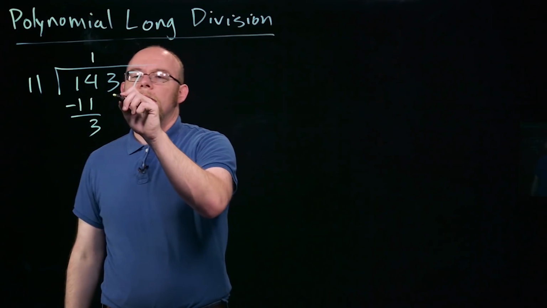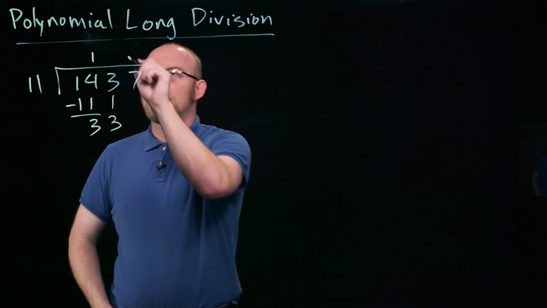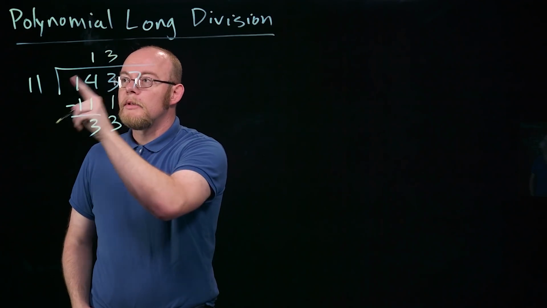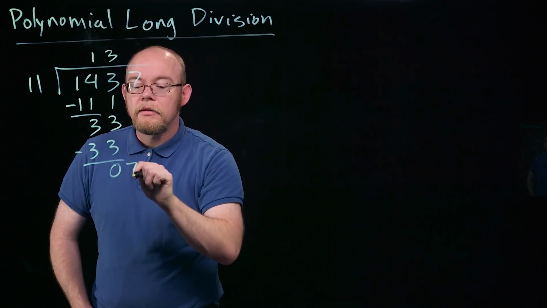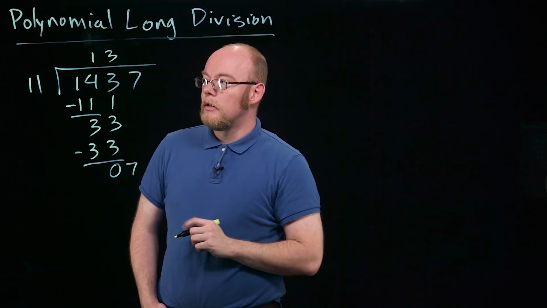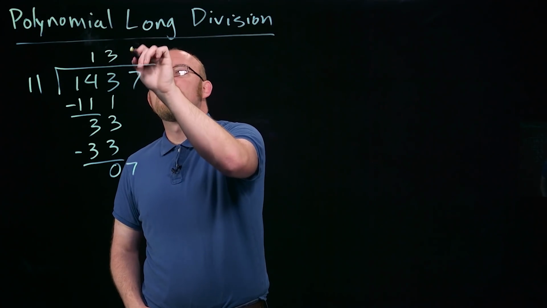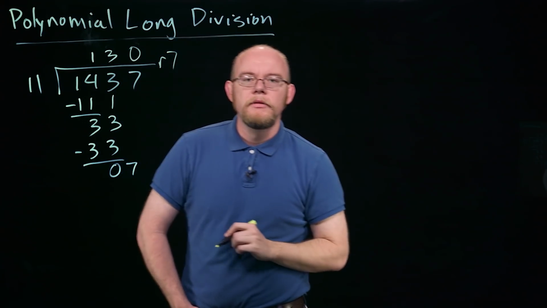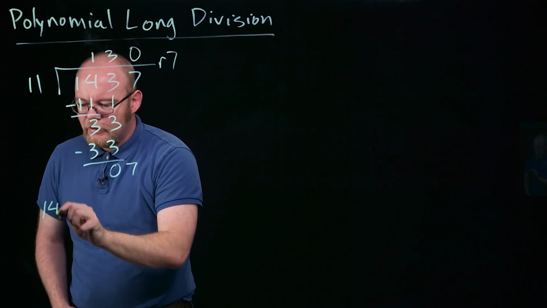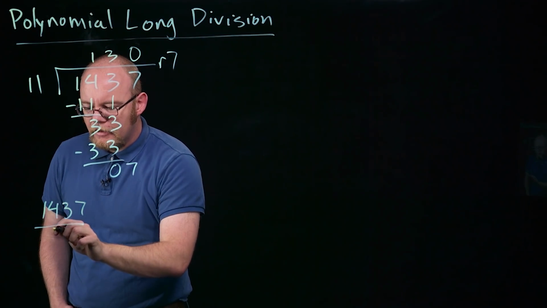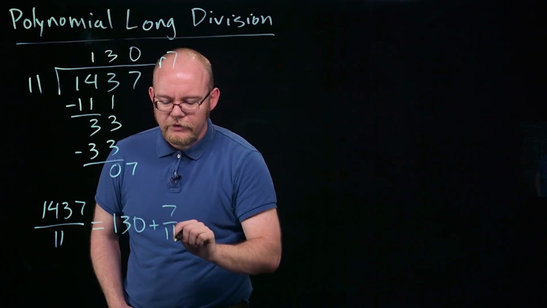Next, we bring down the next number, and we check, yes, 11 does go into 33 at least once. In fact, it goes into it 3 times. So then 3 times 11 is 33. We subtract that off, we're left with 0. We go down, we have a 7 as our remainder, and we notice that 11 doesn't go into 7. 11's too big for that, so we put a 0 down, and we have a remainder of 7. Now, what does that actually tell us? That tells us that if I take 1437 and divide it by 11, I will have 130 plus 7 11ths.